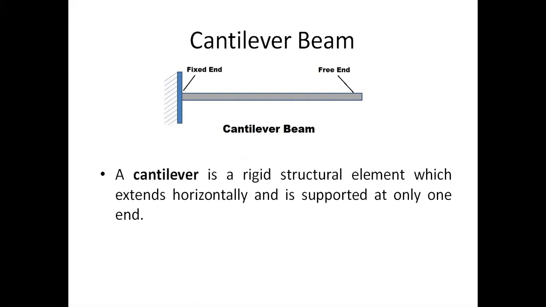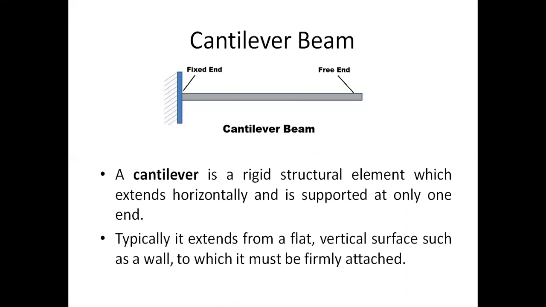To give a proper definition for a cantilever beam, a cantilever is a rigid structural element which extends horizontally and is supported at only one end. It typically extends from a flat or a vertical surface such as a wall to which it must be firmly attached. So this end should be firmly attached or fixed, the other end will be free. It's a structural element, so we can place any load on this element.